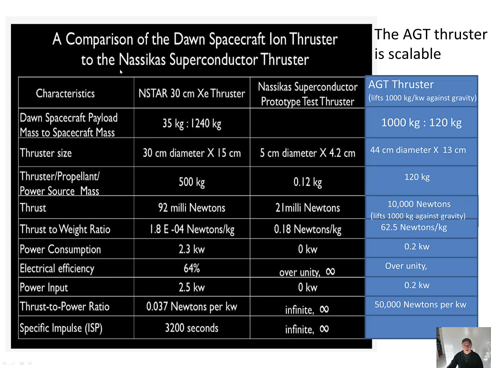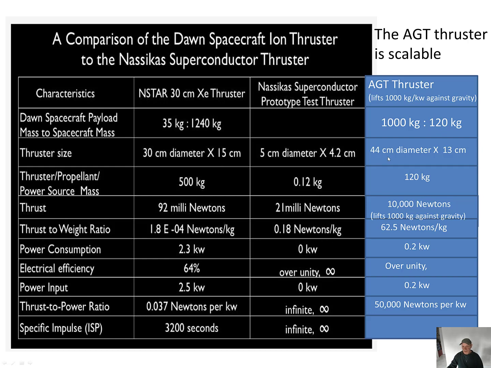This chart was taken from the website for NASA's superconductor thruster, where they compared it to NASA's Dawn spacecraft ion thruster. So I added the AG thruster, which is also scalable, so there's no limit. But anyways, I just did it for the case of lifting 1,000 kilograms per kilowatt against gravity. So the mass to spacecraft mass is 35 kilograms to 1,240 kilograms. It is 1,000 kilograms to 120 kilograms.